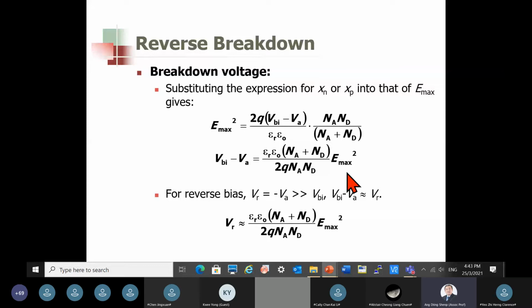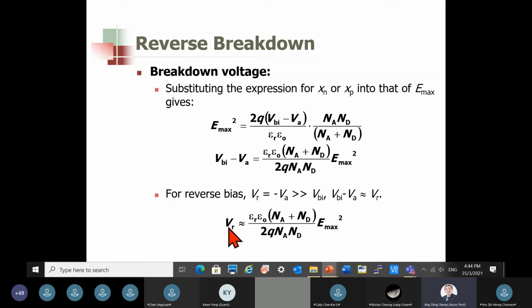Now, since the parameter of interest here is the reverse bias voltage VA, we can bring the voltage term to the left and the rest of the terms to the right. At this juncture, it is possible to make an approximation because the reverse bias is generally much higher than the built-in voltage. If it is 10 times or more higher, we can neglect the VBI term and keep only the minus VA term. We can set minus VA to be VR, the reverse bias voltage.